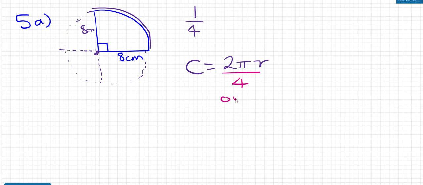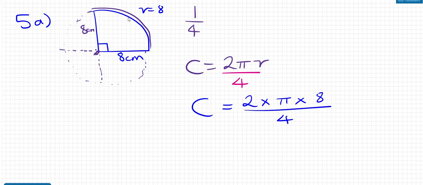Another way of looking at it is, a quarter of the whole circle, 2 pi r. And of in maths means times. So either one is correct. It's up to you which one you choose to use. So I'll just stick with the first one. So circumference is equal to, and the radius is 8. So 2 times pi times the 8. I'm dividing it by 4 because I just want that part there, not the full circle. Now we'll put this into our calculator, or if you want to, you can simplify.